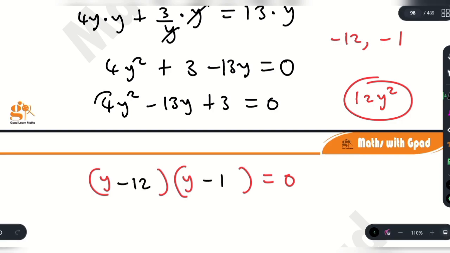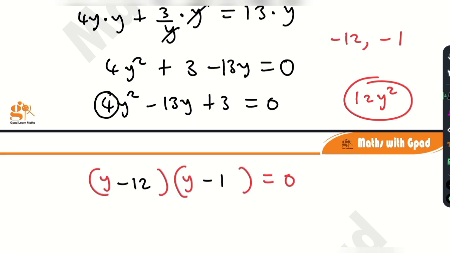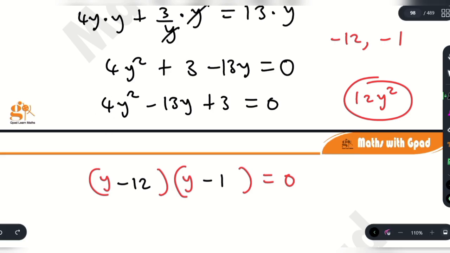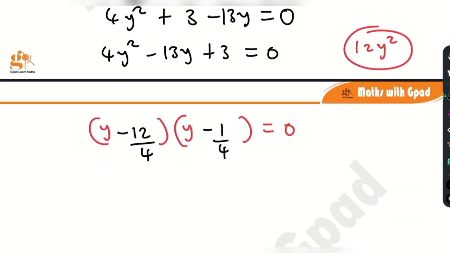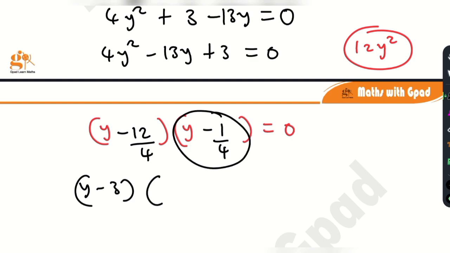Now, because we have 4 here as the coefficient of y squared, I am going to divide the constant term, this by 4 and this by 4. That's all. So I can say that (y minus 12 over 4), what's 12 over 4, by the way? 3, in bracket, and then (y minus 1 over 4).